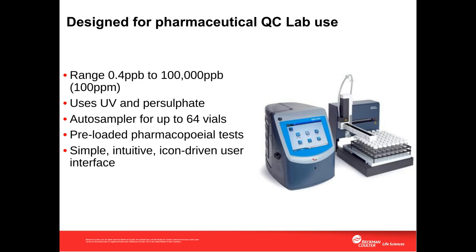Now, the QBD 1200 TOC analyzer from Beckman Coulter is designed to suit the pharmaceutical QC application. It can analyze TOC levels from 0.4 ppb through to 100,000 ppb, or 100 ppm. It uses the industry standard combination of ultraviolet light and sulfate method, and its auto sampler can take up to 64 vials at a time. The user can program and automate their SOPs into the QBD 1200, which allows the operator to simply select the correct SOP for their testing using an intuitive icon-driven menu.